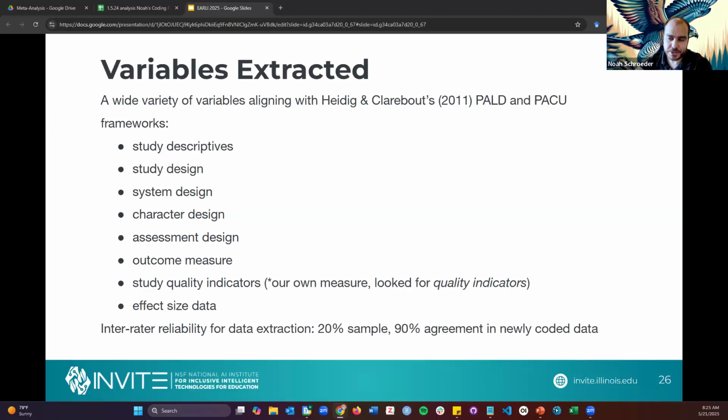Variables extracted, as I mentioned before, generally followed those frameworks, where we have things about study design, the descriptives, the system design, character design, and how things were assessed. We wanted to understand the outcome measures. We created our own measure of study quality indicators, and of course we needed the effect size data. We also calculated a rate of reliability, which was about 90%.